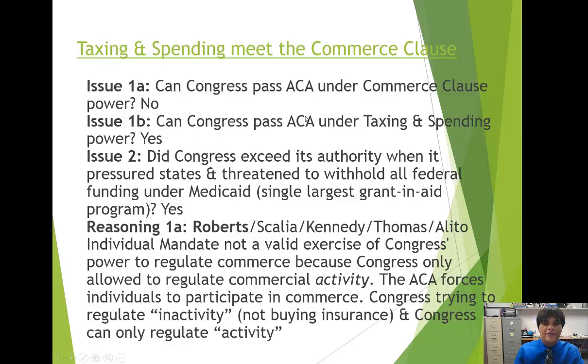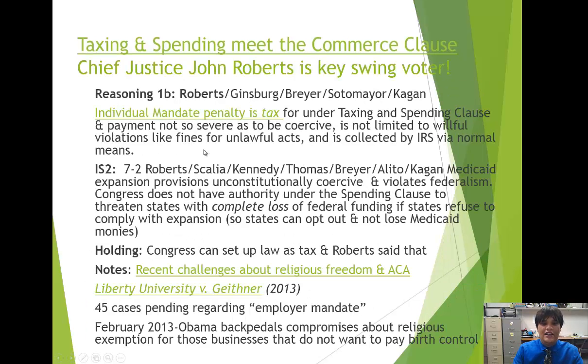Just know that the Affordable Care Act is now lawful, and Obamacare is upheld because of this taxing and spending power of Congress. They can tax and spend, and the individual mandate is not enough. I guess here it is, reasoning 1B here. The individual mandate penalty is a tax, and because it's a tax, the federal government can pass this tax and pass the Affordable Care Act.